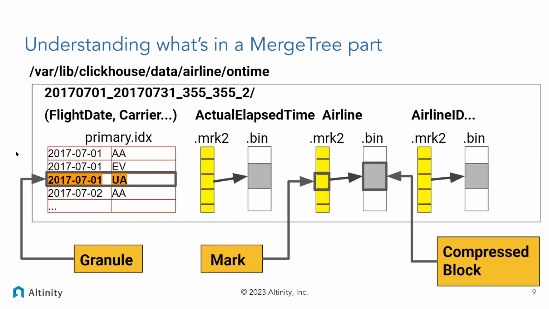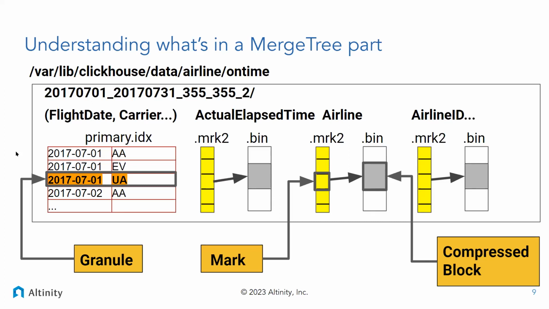There's a .mrk2 file, and that is actually an index into the starting point of a block of compressed data, and that index is often called a mark, and you have a compressed block. So what this does is it allows us to use the primary key index, which is the structure we show on the left, and locate particular blocks efficiently.